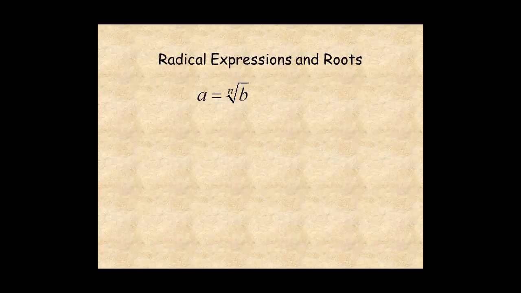In previous lessons, you also learned about radical expressions and roots. By definition, a is the nth root of b if n factors of a are equal to b. For example, 5 is the second root of 25 because 2 factors of 5 are equal to 25.